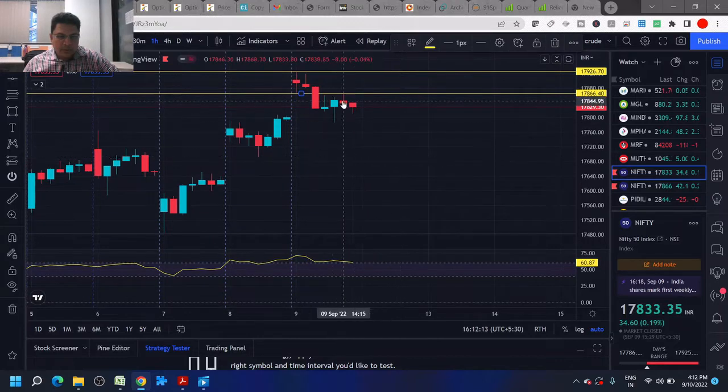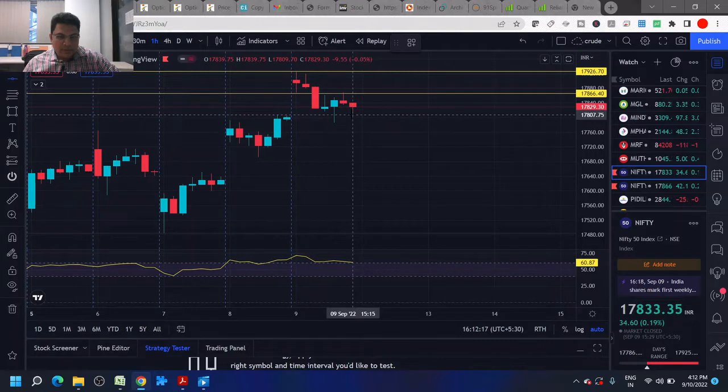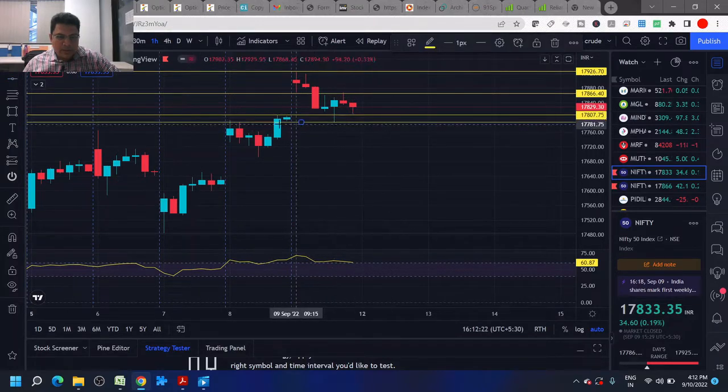Okay, so the level has to be fresh. If I mark this level, this was a very narrow range candle, and this level is again touched. On the left, this is the demand zone. So this demand zone has already been touched once, twice, and you can expect the market to move up into this zone.